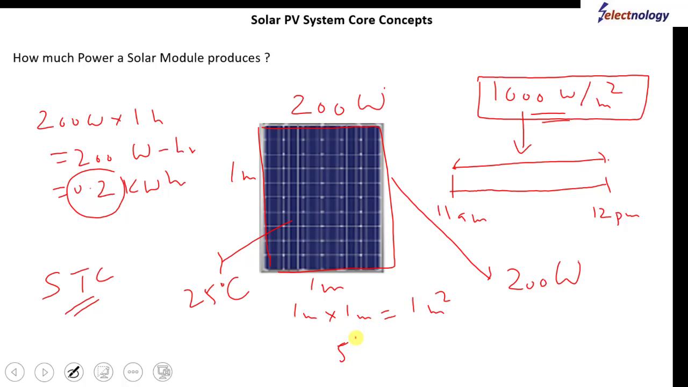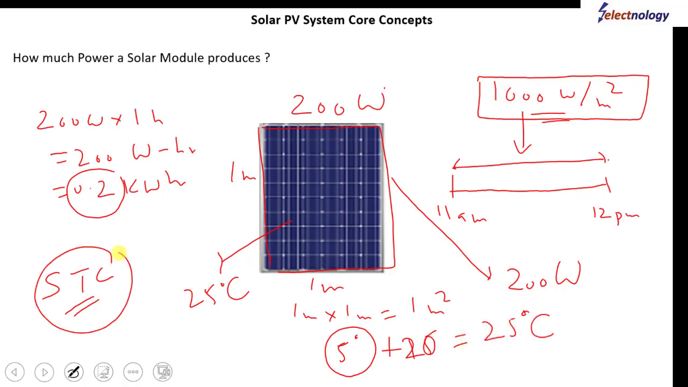Okay, so that means if 5 degrees centigrade is the ambient or the environment temperature, we can add 15 or 20. So that shall be 25 degrees centigrade. Now, the STC condition says that there are two conditions. One, the sun energy should be 1000 watt per meter square and the module temperature should be 25 degrees centigrade.